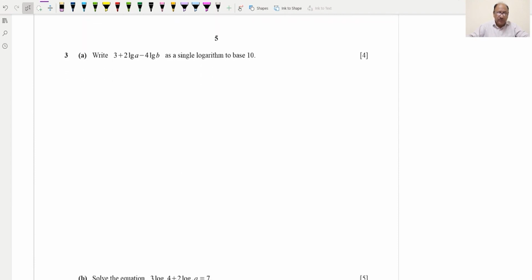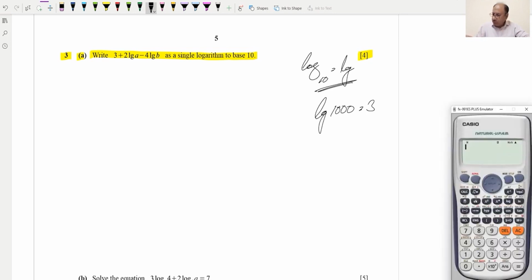Now question number 3, and this is also a log question. So 3a part: write this as a single logarithm to base 10, and this is a 4 mark question. So log with base 10, we know we can write as this one. So this is how they have written this. So we also know that log with base 10 of 1000 is equal to 3. This one you can check with log with base 10.